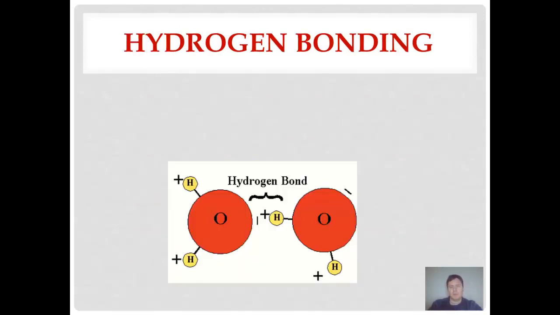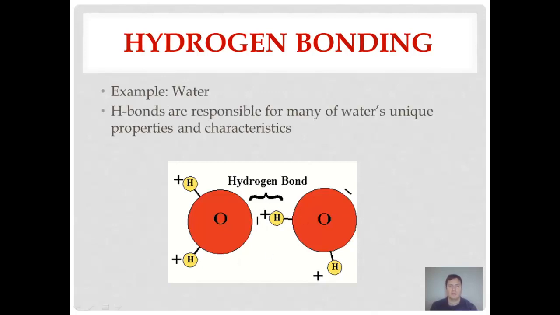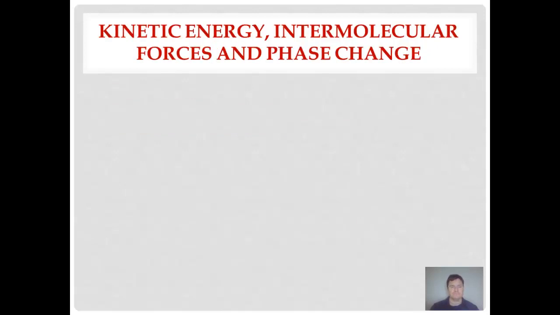The best example of this is water, H2O, right? Oxygen hogs the electrons, so we get it over here, and here's the hydrogen, its electrons over here, so we get this hydrogen bond going between them. And this hydrogen bond is really responsible for many of water's unique properties and characteristics that we've talked about earlier in the year.